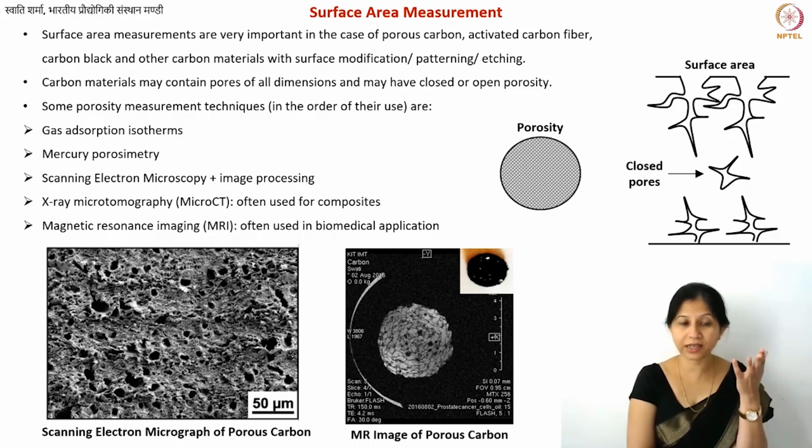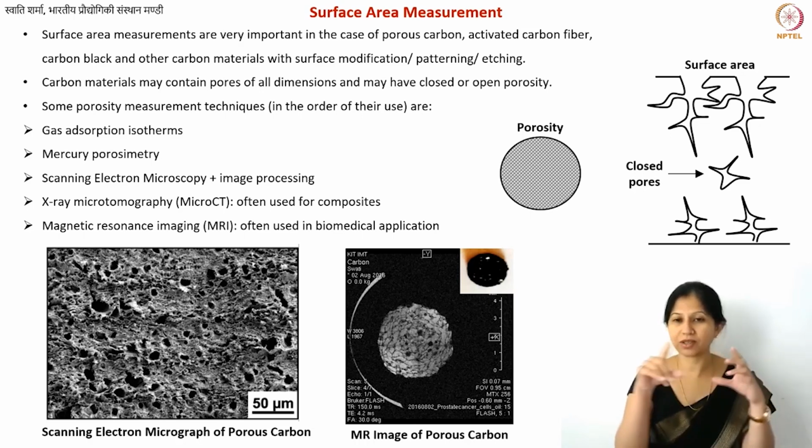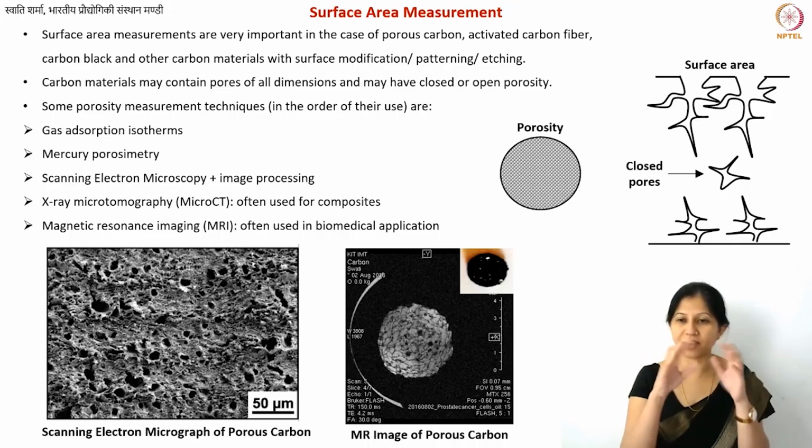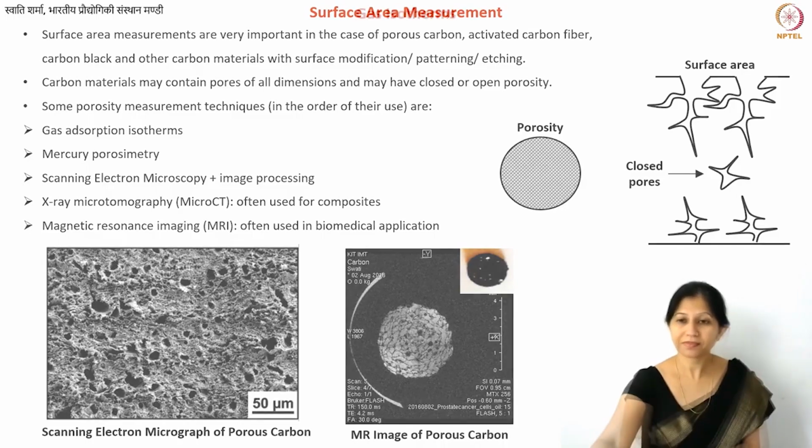But this is also one technique that has been tried out, and I have also shown one image of porous carbon. If you remember, I have shown you this image before in some lecture, though I don't remember which. You see in the inset, this is a porous carbon structure which has a 5 millimeter diameter. So these kinds of structures you can image using MR also.